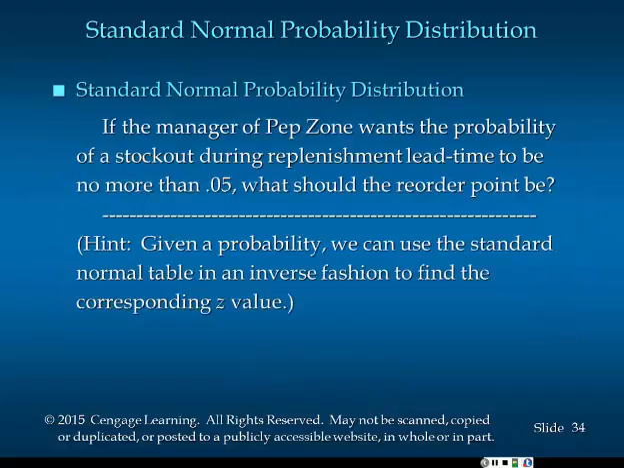Alright, so if the manager of Pet Zone wants the probability of a stock out during the replenish lead time to be no more than 0.05, what should the reorder point be? Now in this case, I'm giving you a probability, and I want you to give me an x. So we're starting at 0.05. I only want a 5% chance.